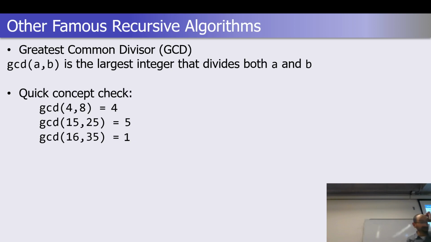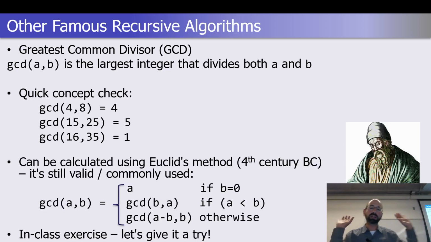There's all sorts of ways one can calculate the GCD. One very historically famous implementation is so-called Euclid's method from the 4th century BC, still valid. You will see this in various implementations for calculating the GCD. We could walk through it with pencil and paper, but I think it's sufficient to say this approach works, and can we implement it in code?